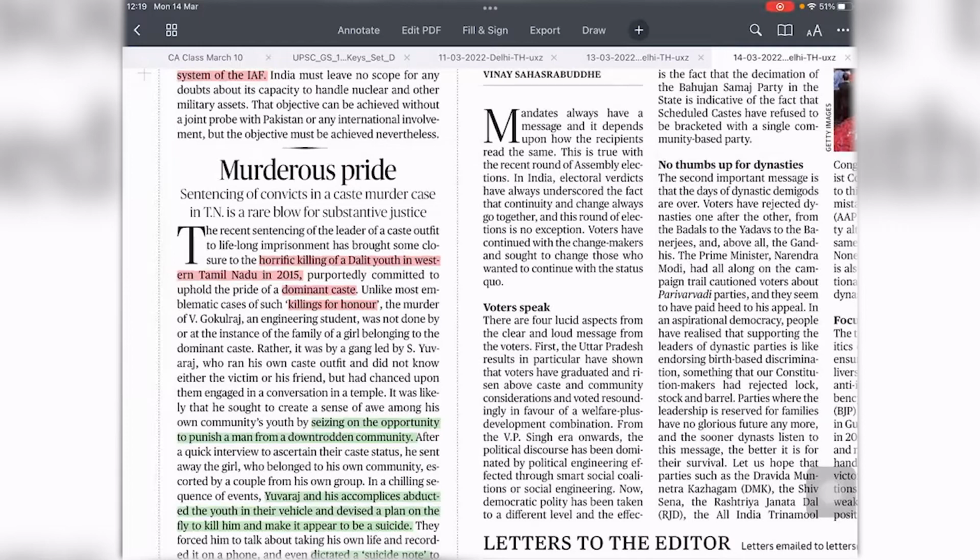As an SP, let's assume the couple were not killed. They were threatened. They came to you for protection. So what are the logical things you would do? Provide security for their marriage. Okay. The girl is the daughter of an MLA. Let's assume so.